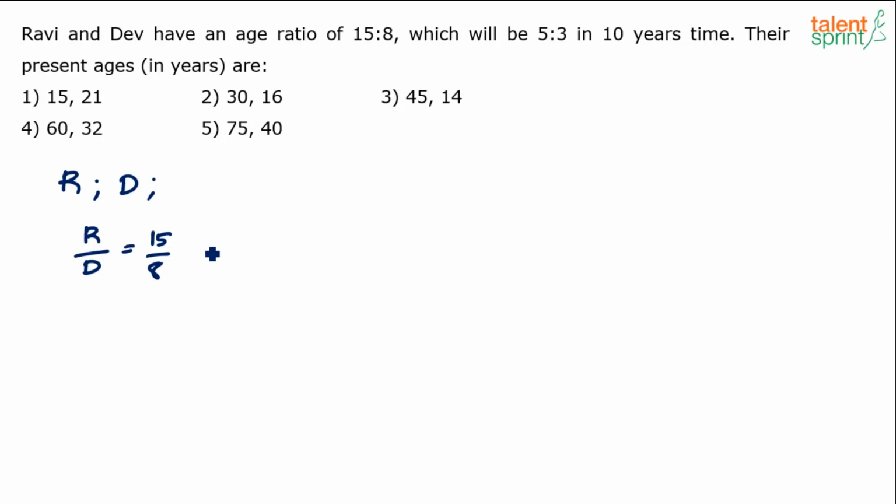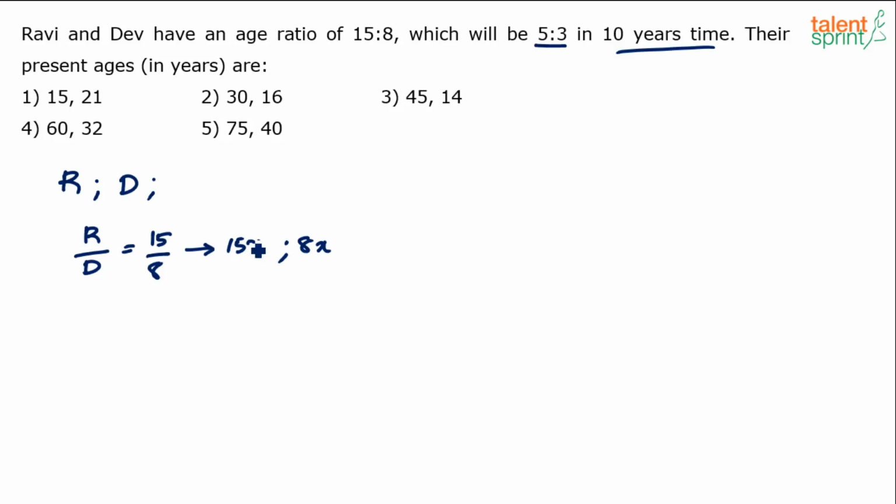Now going by the concept of ratios, we can say that one person's age is 15x, the other person's age is 8x. Multiple of 15 and multiple of 8, where x is a common factor. So Ravi's age can be taken as 15x, Dev's age can be taken as 8x, present ages. Now this will become 5:3 in 10 years of time, which means 10 years later, the ratio would become 5:3.